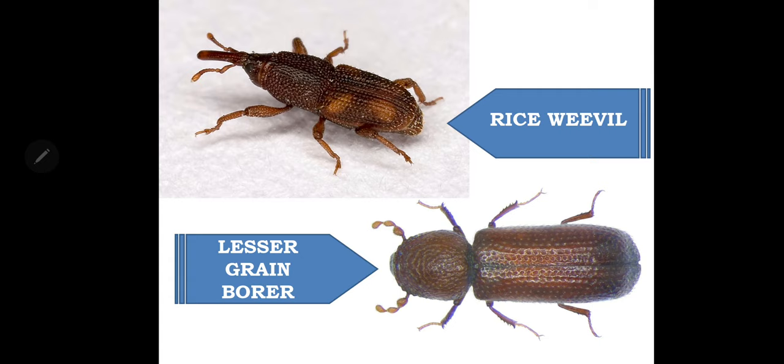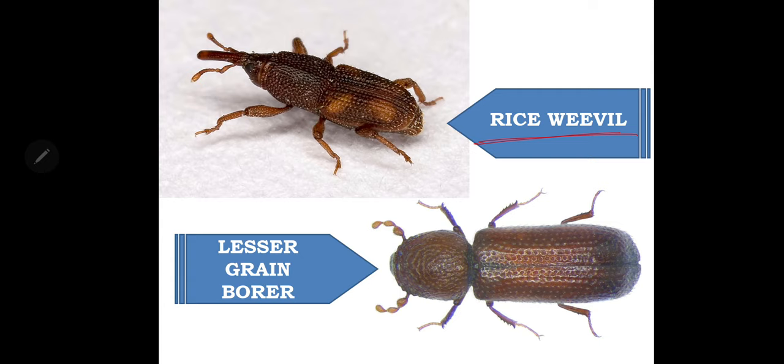In the list of primary storage pests among the internal feeders, top in the list is the rice weevil. Rice weevil is Sitophilus oryzae. It belongs to family Curculionidae and order Coleoptera. It is distributed worldwide and found in all places of India. It is the most destructive pest of stored grain. In Marathi, it is also called Sondi or Sondkide.